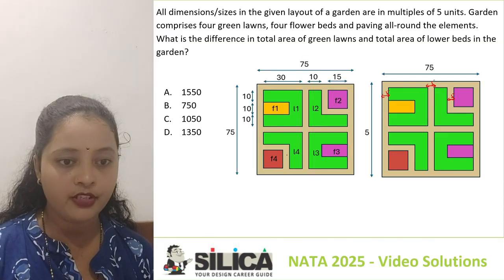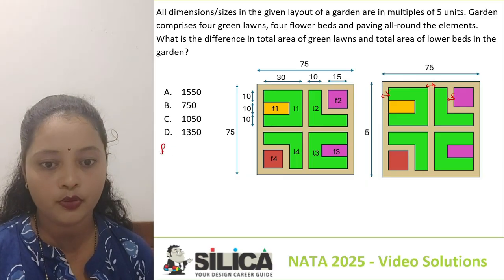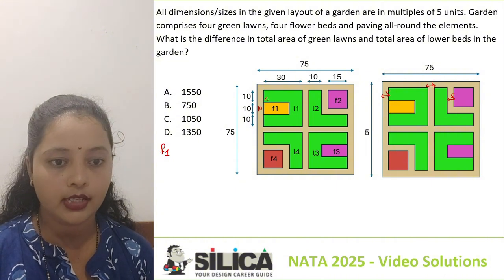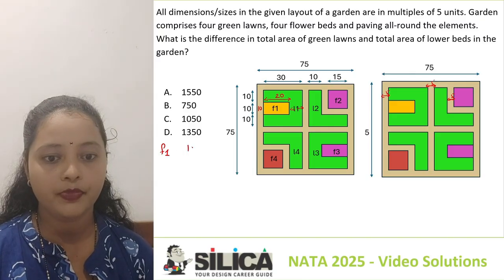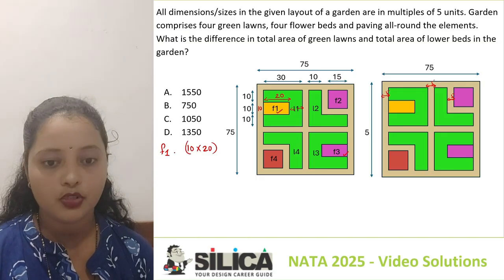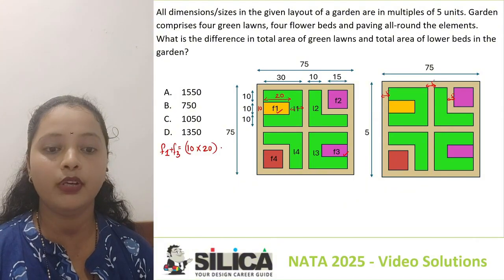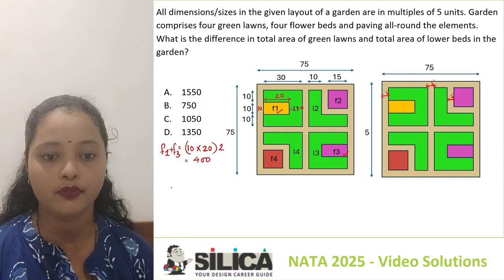Now with reference to this figure, let me focus on finding the area of the flower beds. If I go with flower bed 1, what is the dimension? This is 10, and this length is again 10, so this would be 20. So what is the area here? It would be 10 into 20. And how many such flower beds are there? There are 2. This is 1 and this is the second one. So flower bed 1 plus flower bed 3. If I get the area together, it would be 200 into 2, which is equal to 400.